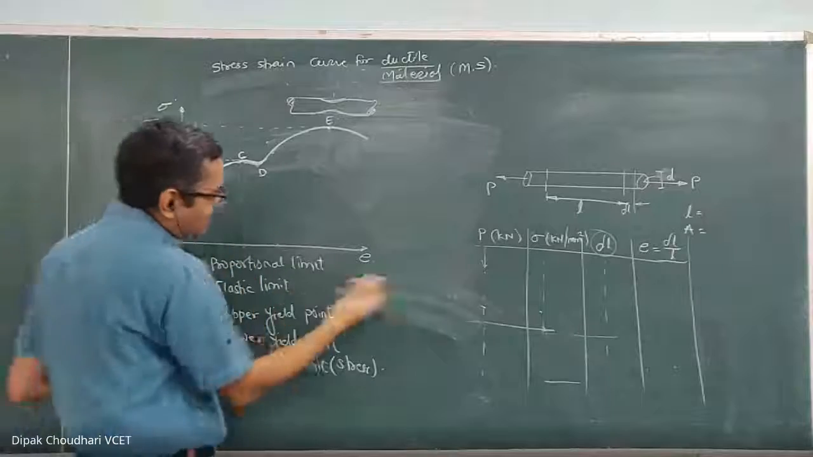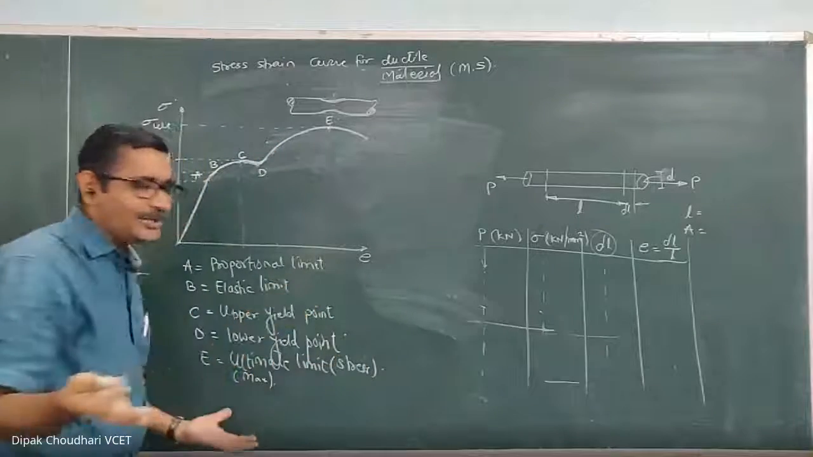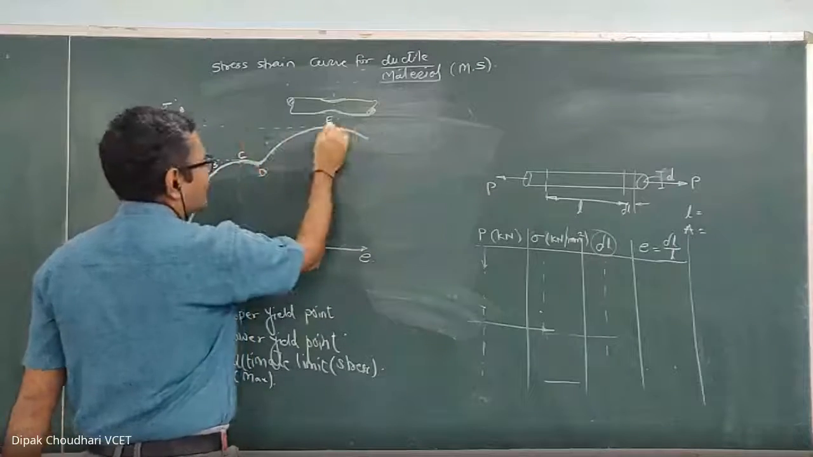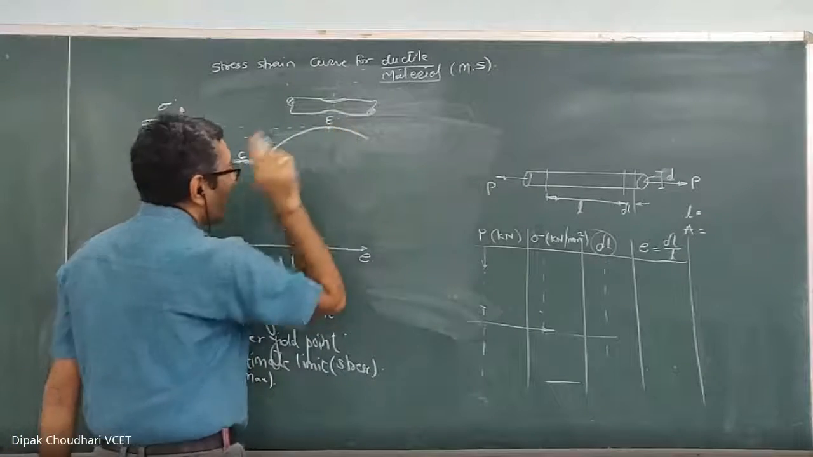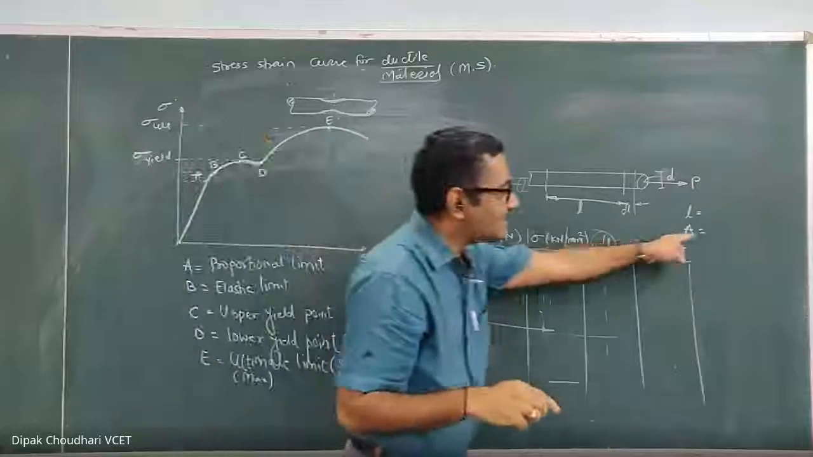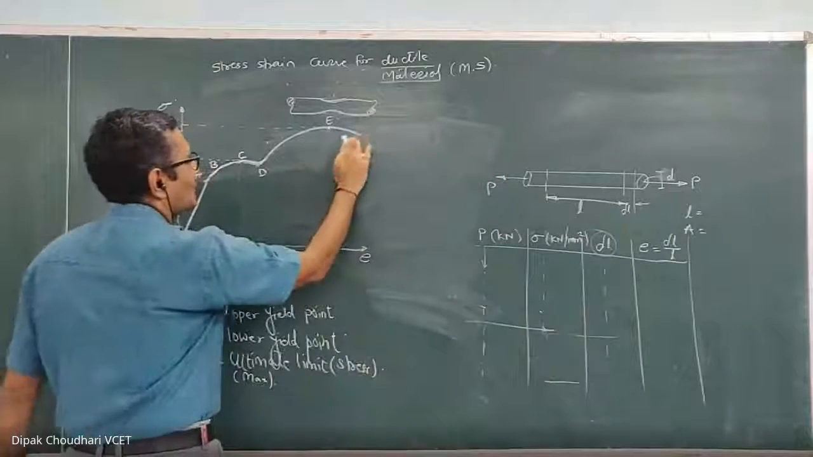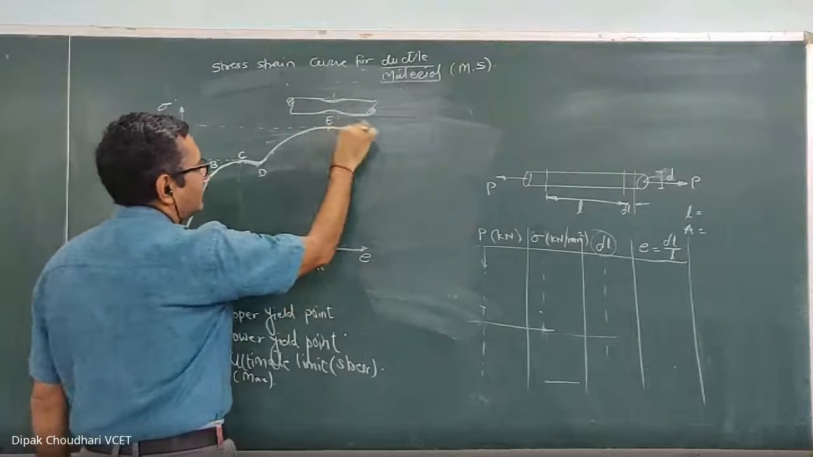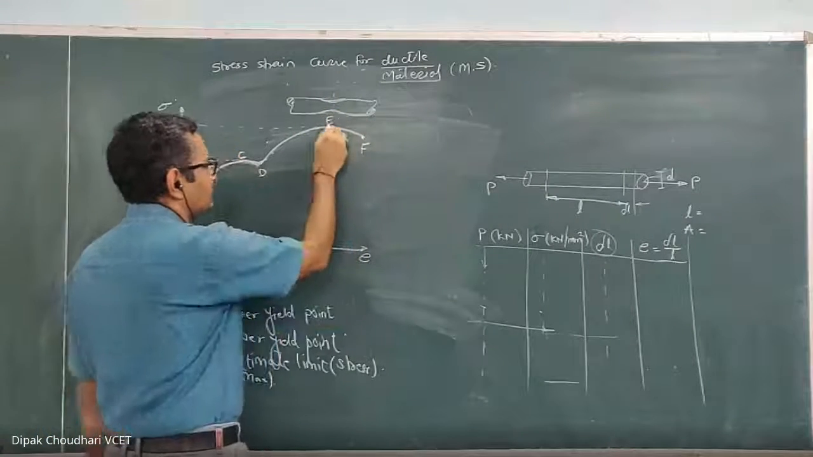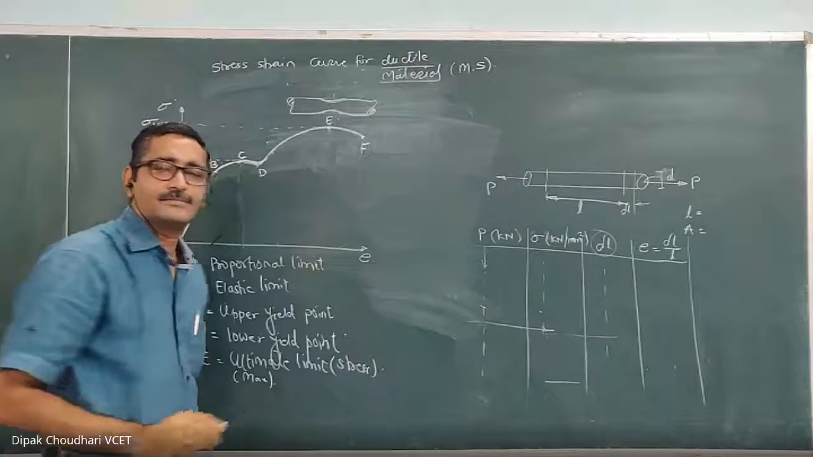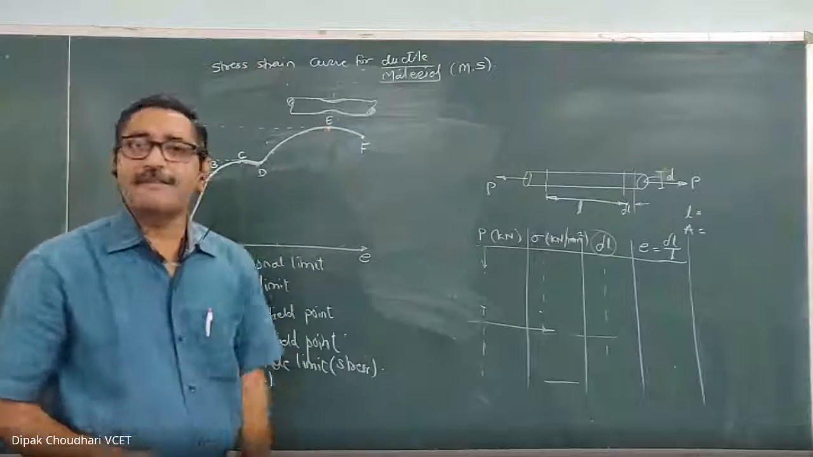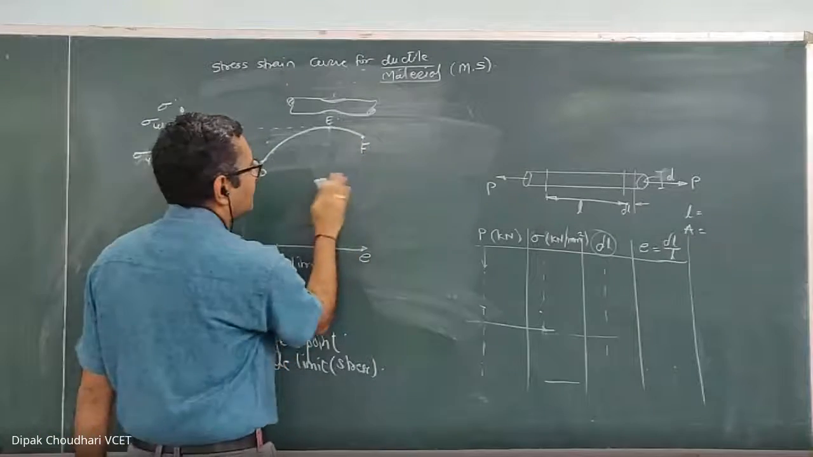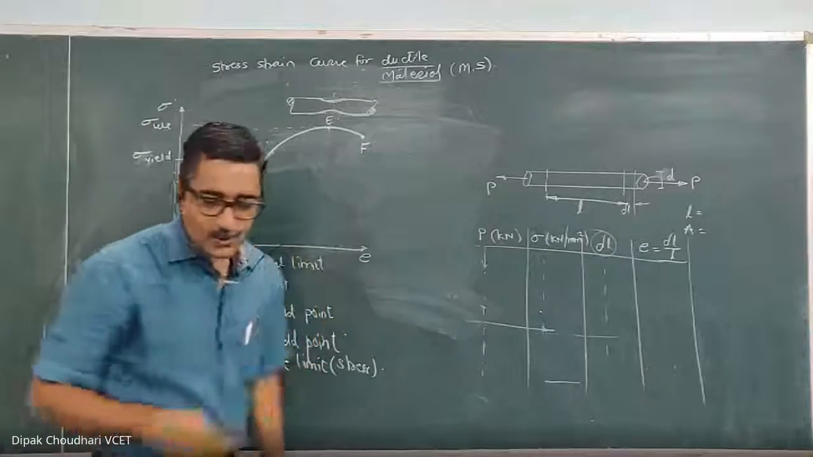After that, if I apply the load, the load won't increase. In fact, the stress value goes on decreasing because we are calculating the stress on the basis of the original cross-sectional area. So at the end, the material will fail. After the ultimate stress there is a deformation, and the material will fail. When the material fails at this point F, it fails in the form of a cup and cone arrangement.